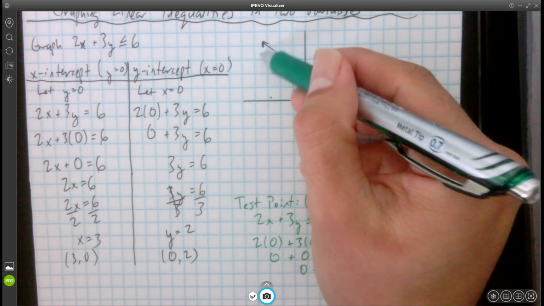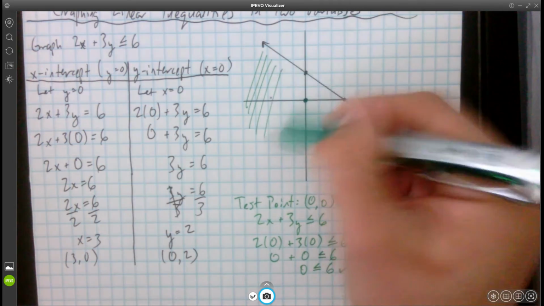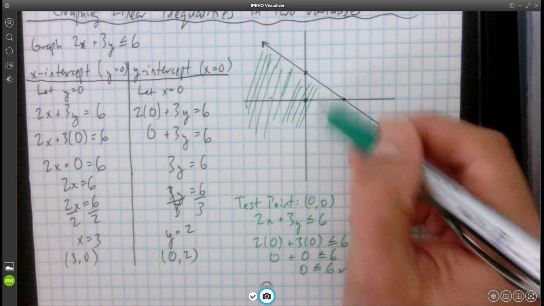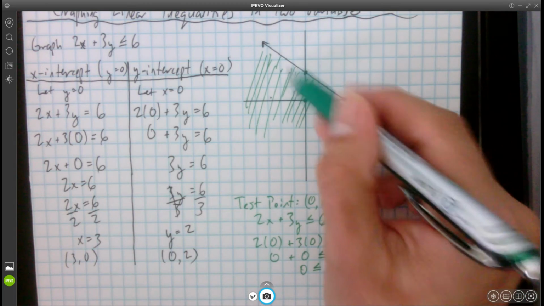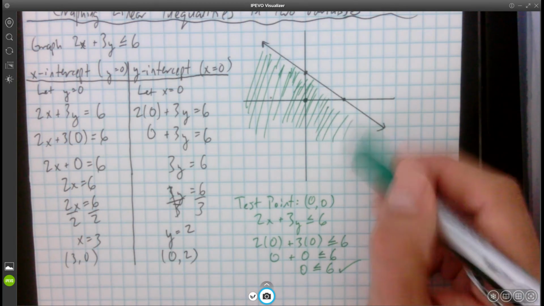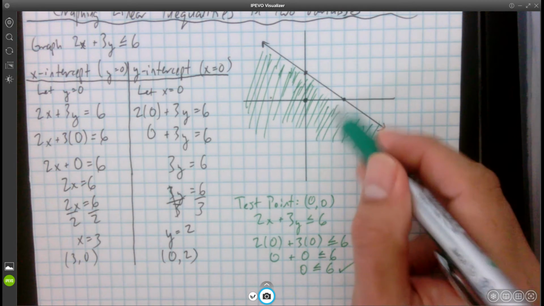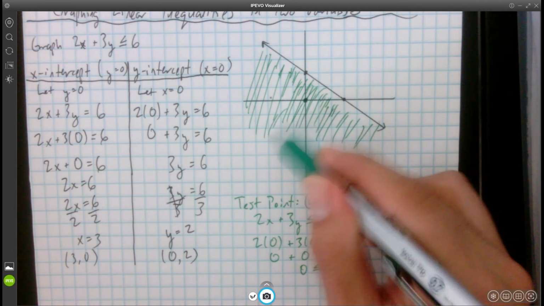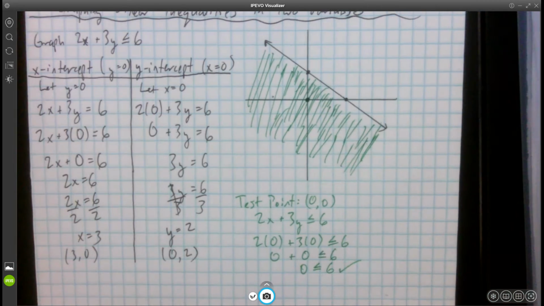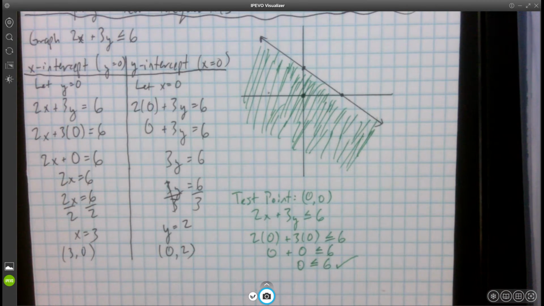So I'm going to shade everything below my line, right? I'm going to shade everything below my line. If I were to pick a point anywhere on this side of my line, it will be a true statement. Now that we've done that, we've graphed this linear inequality.